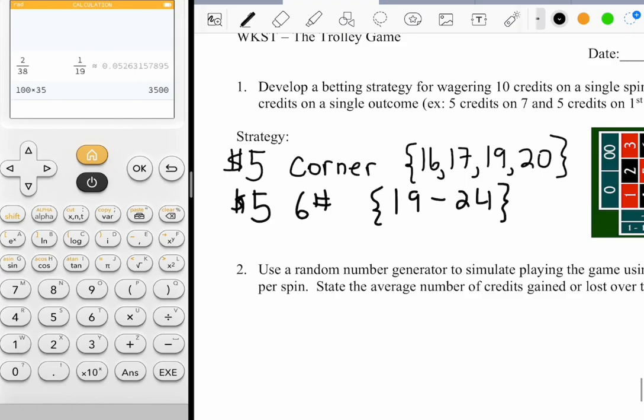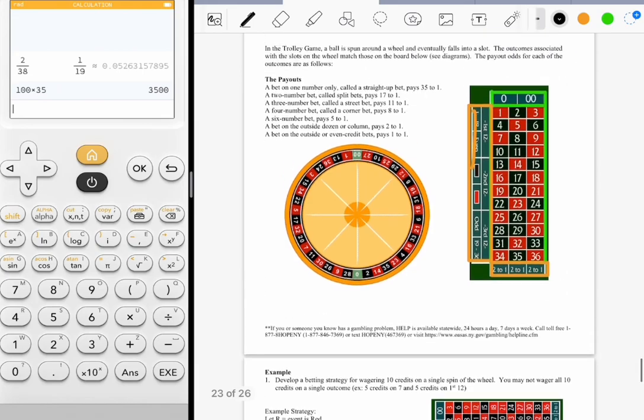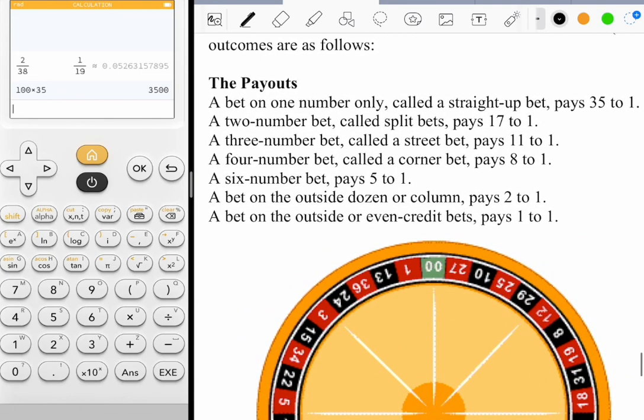For the corner, that pays at 8 to 1. And again, you're not expected to have this memorized. I've just done this so often that I know. 8 to 1 for a corner bet, 5 to 1 for a 6-number bet. I just opted to do these two events, but I could have done pretty much anything on this list. The only thing is I have to have two separate wagers because one of the rules was that I couldn't put it all down on one outcome. So I split it up a little bit.